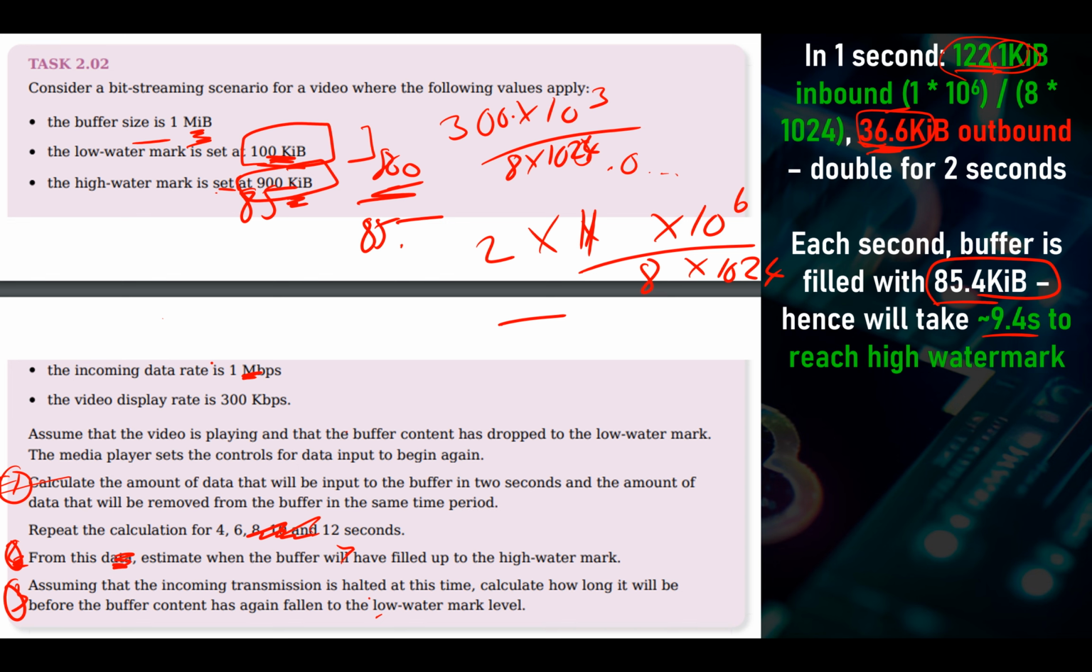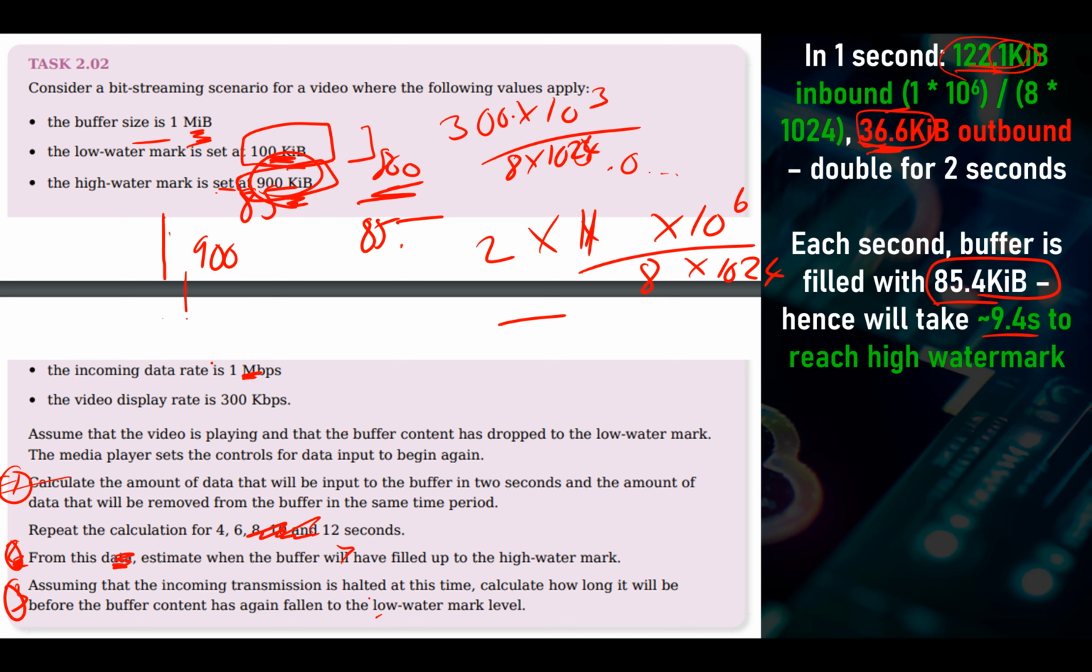Then the last one: assuming the incoming transmission is halted, calculate how long it will be before the buffer content has fallen again to the low watermark level. Currently we have 900, since we're at the high watermark. We want to calculate how long it's going to take. Here we don't have any video coming in at this point, since we've reached the high watermark; it's just going to stop.